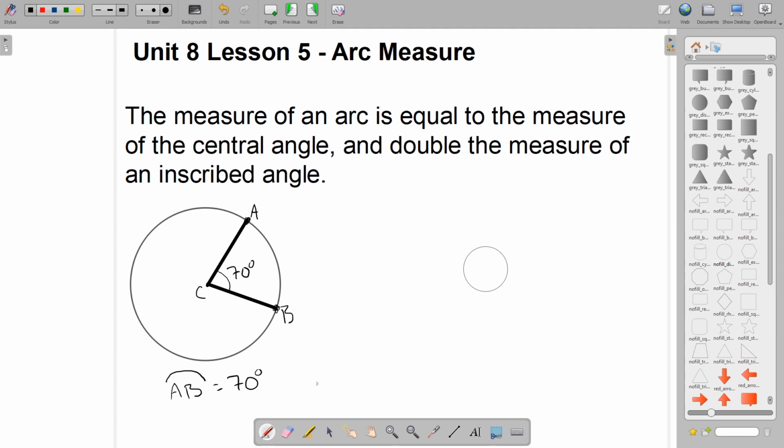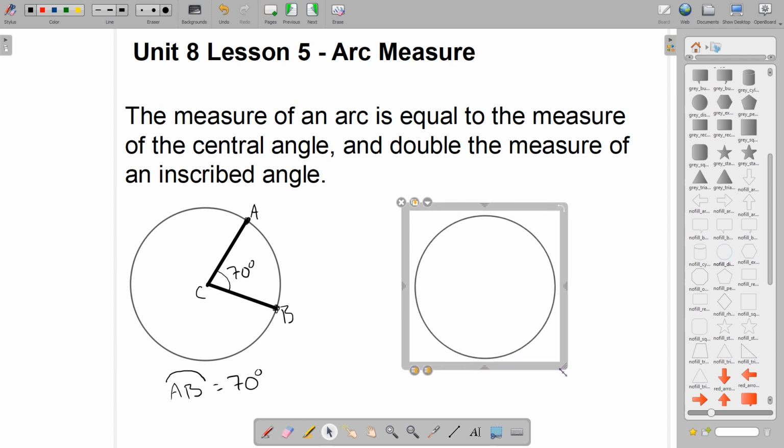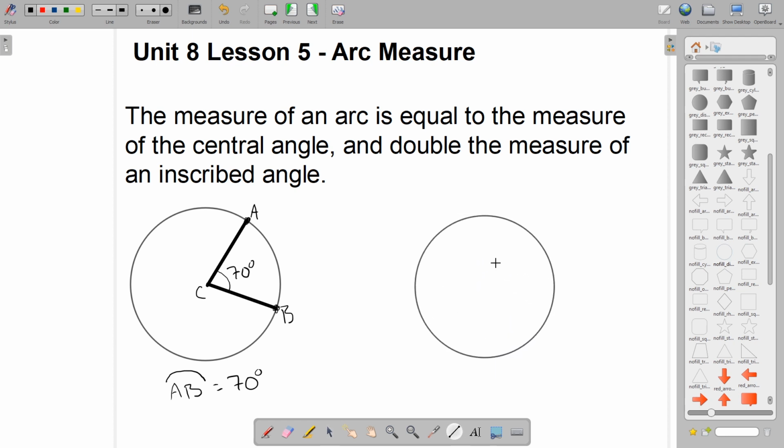Okay, now let's take a look at what an inscribed angle is. So that's a central angle. Let's look at an inscribed angle. So an inscribed angle, instead of coming from the center, comes from a point on the circle to two other points that are on the circle. Now in the same situation here, I'm going to switch to my pen tool. I'm going to call these A, B, and then over here this is C.